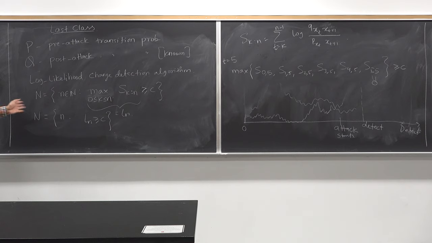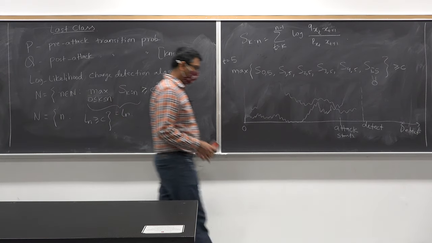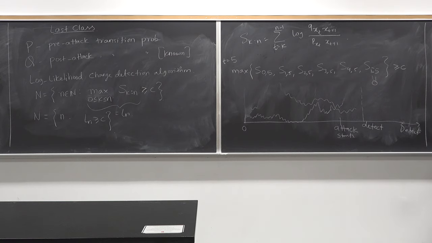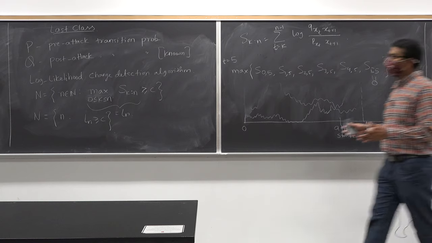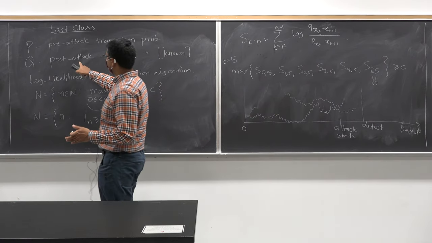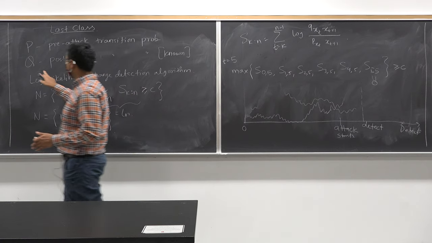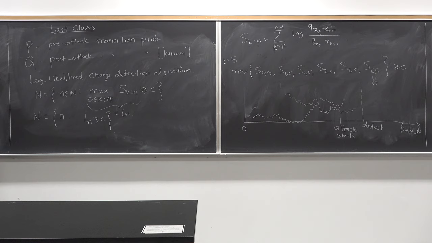Now the biggest problem in all of this discussion is you need to know this post-attack transition probability matrix, right? So there are certain attacks that somebody told me can happen on my system. I can do the simulation or I can write the system equation and figure out what the post-attack probability looks like.